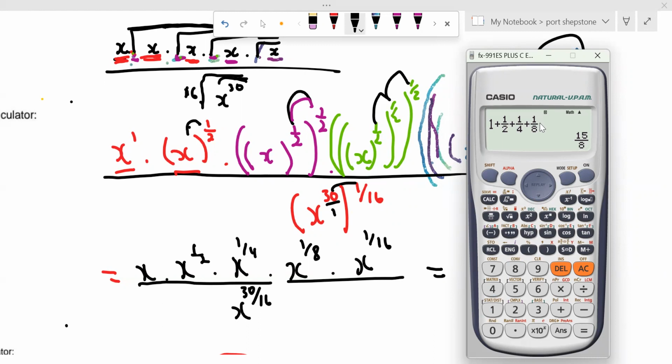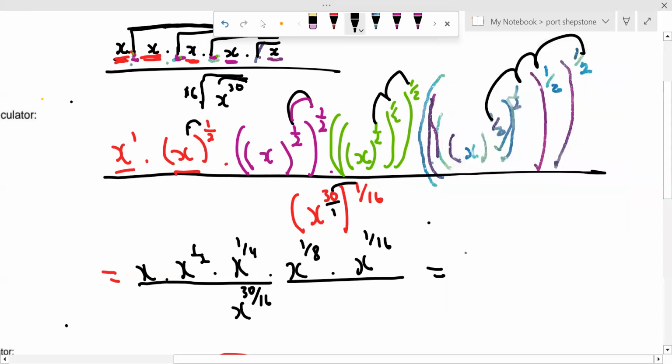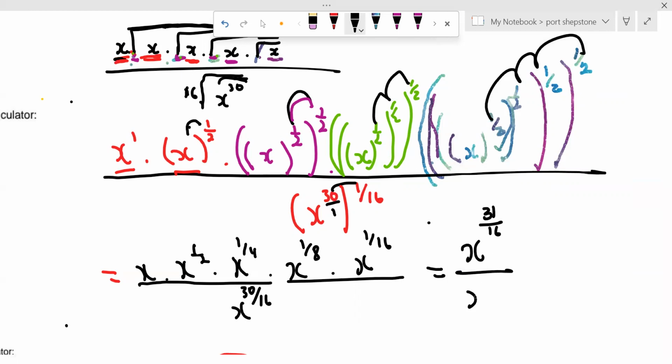No, we're not done. 16 is missing. Okay, 1 all over 16. Now we're done. Then we get 31 all over 16. So we'll write this thing as x to the power of 31 all over 16. Here you have x to the power of 30 all over 16.